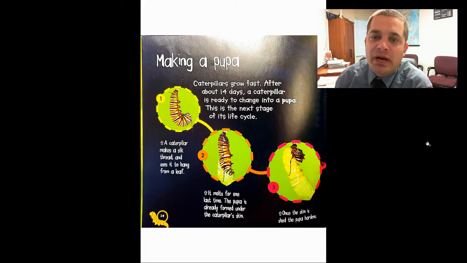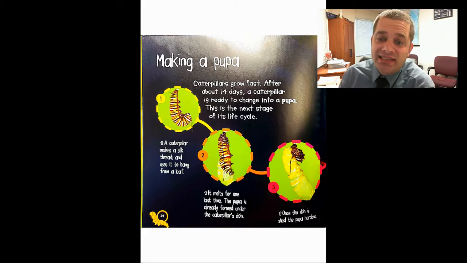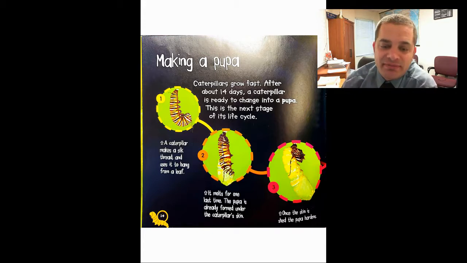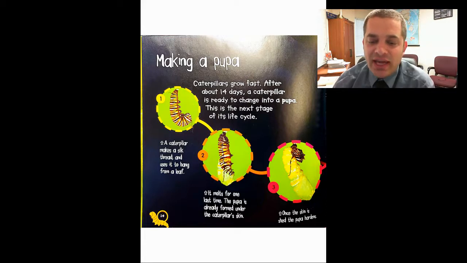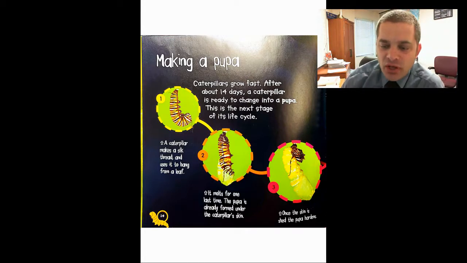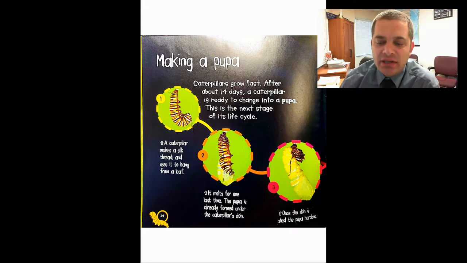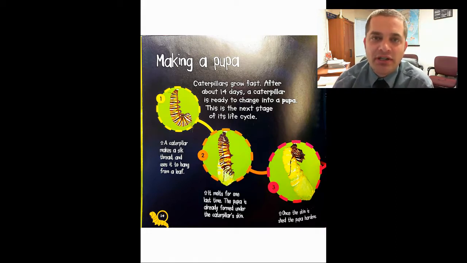Making a pupa. Caterpillars grow fast. After about 14 days, a caterpillar is ready to change into a pupa. This is the next stage of its life cycle. A caterpillar makes a silk thread and uses it to hang from a leaf. It molts for one last time. The pupa is already formed under the caterpillar's skin. Once the skin is shed, the pupa hardens.